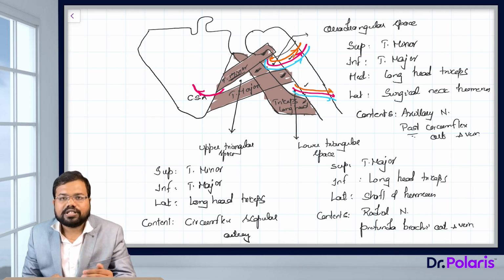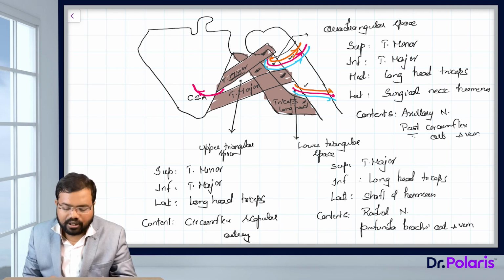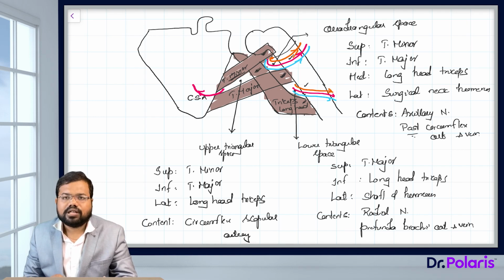Now the question will be framed in such a way that which of the following structures does not have neurovascular bundles in it? So they will give three options, and the fourth option may be another space written in the body, and you have to select for this upper triangular space, because no nerves will pass through this upper triangular space.